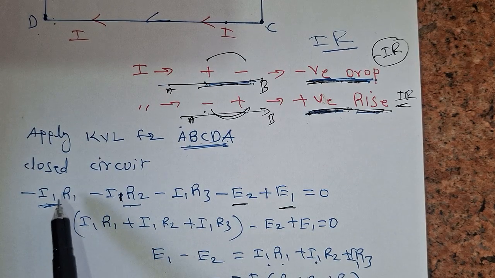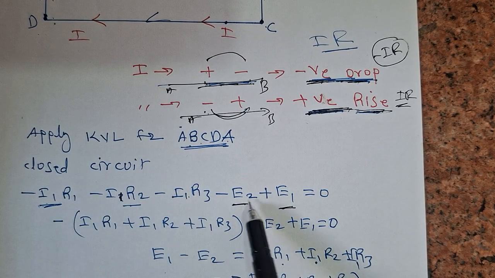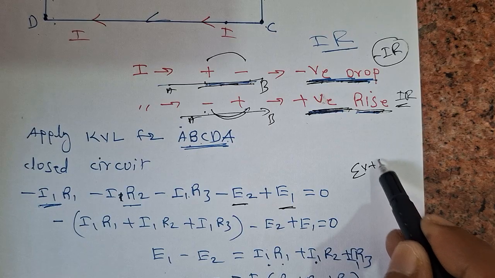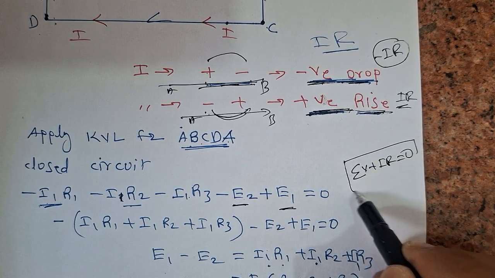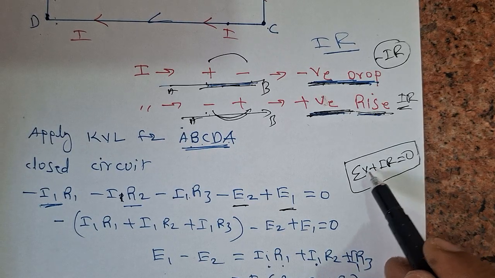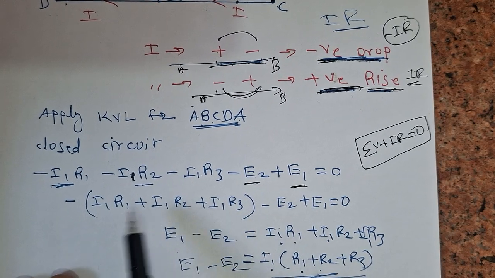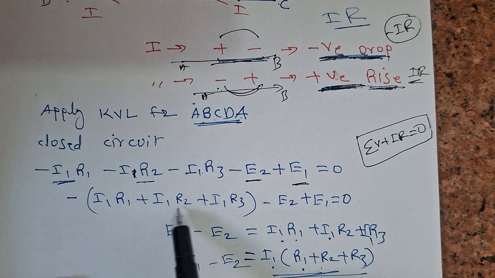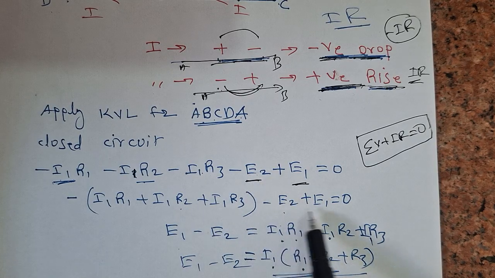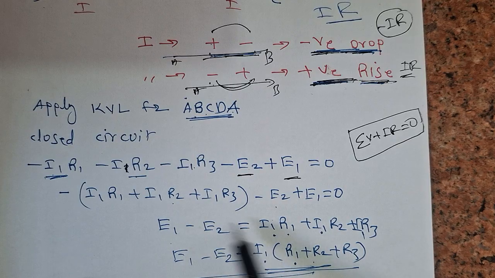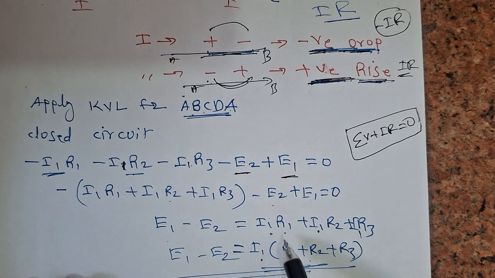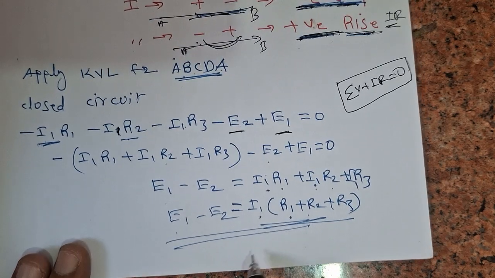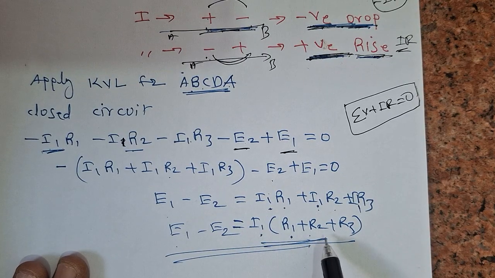So this is the statement: the algebraic sum of the voltage drops plus voltage sources is equal to 0. We can write sigma V plus IR is equal to 0 in a simple sentence. So this is the expression for the voltage law. Next, if you take minus common: minus I1 R1 minus I1 R2 minus I1 R3 minus E2 plus E1 is equal to 0. If we just rearrange this equation, E1 minus E2 is equal to I1 R1 plus I1 R2 plus I1 R3. Take I1 common: E1 minus E2 is equal to I1 into (R1 plus R2 plus R3).